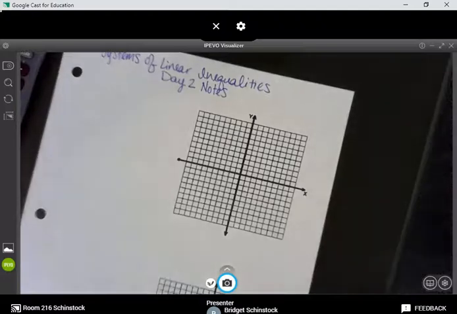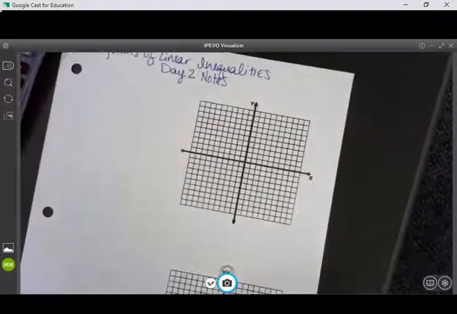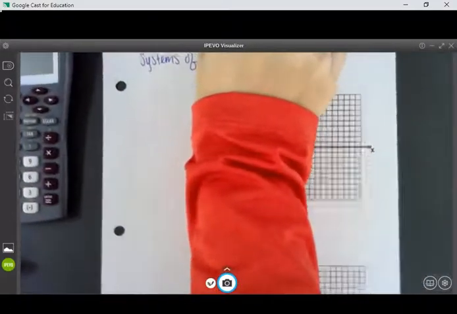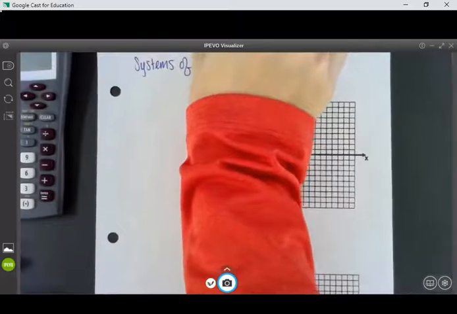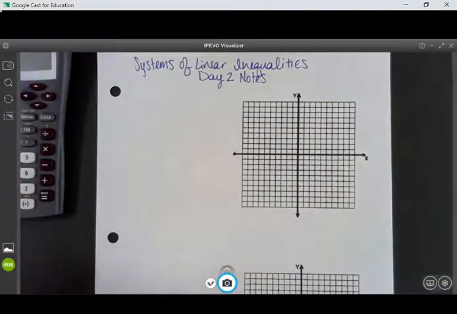Right, you should have a note page. I'm going to go over just a few examples of systems of linear inequalities, a couple special case problems, and again, what your work should look like for each of these problems.